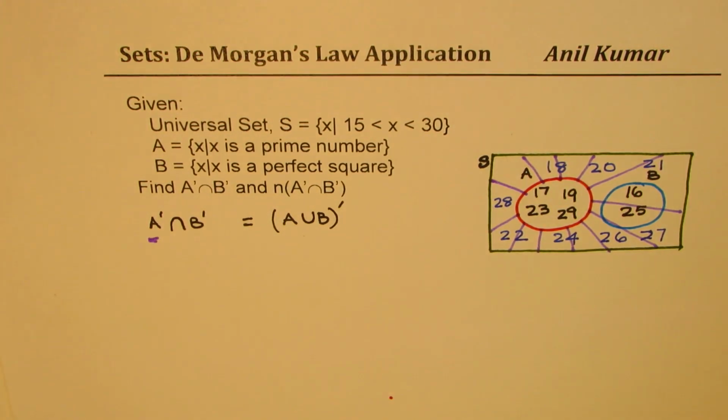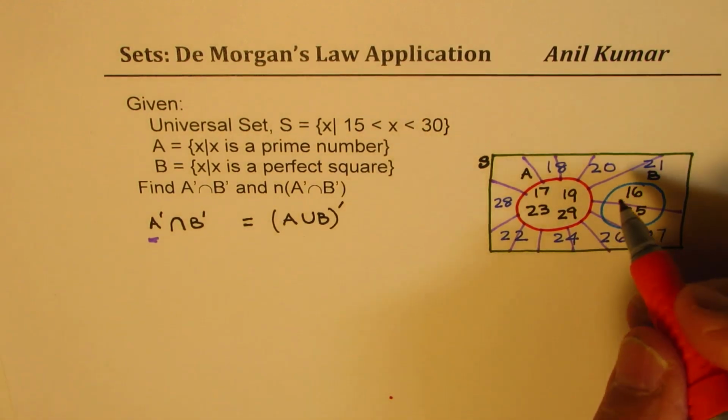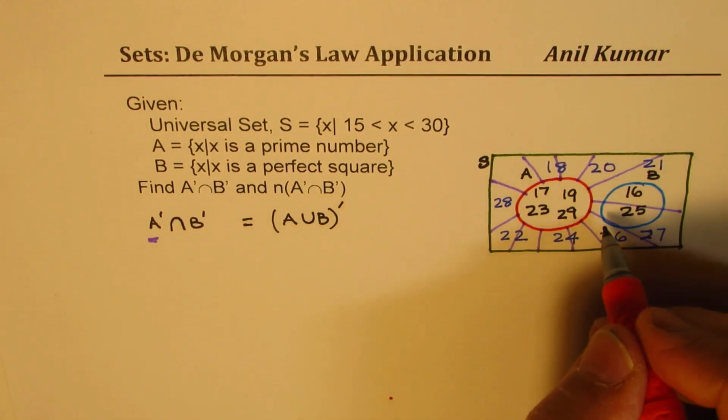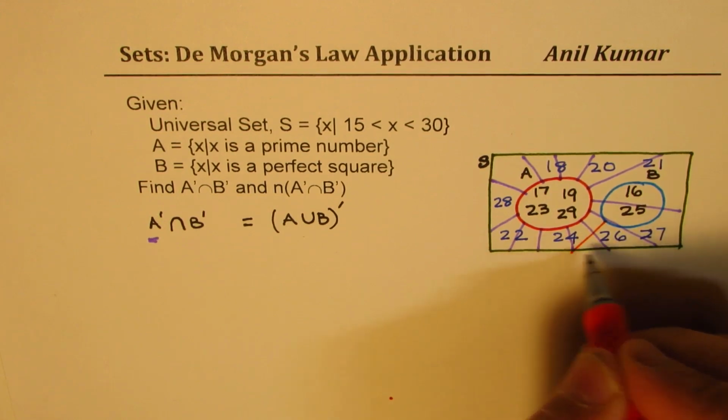Now let's use another ink for complement of B. So complement of B, let's use this color. Okay. So that is outside B, right? So outside B means, let's shade it.